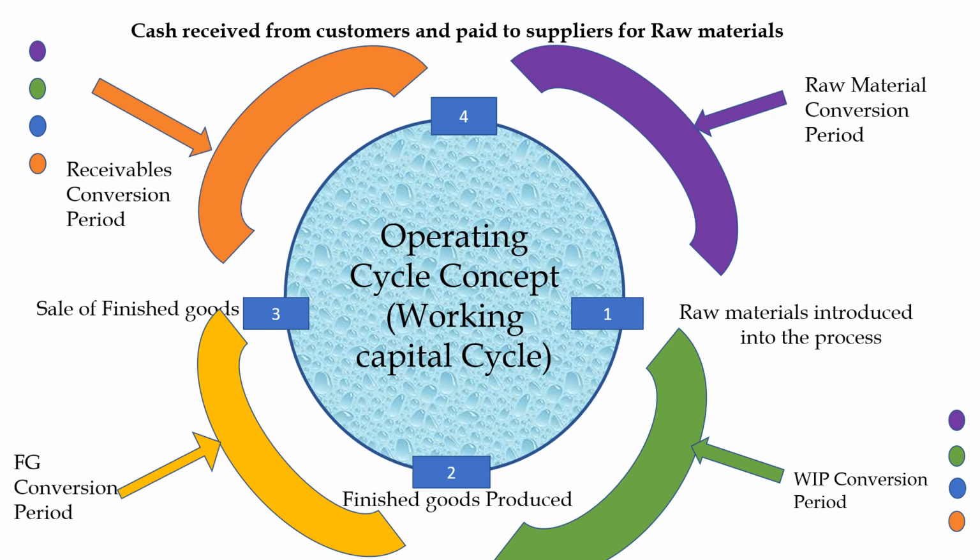Now, the time required to convert cash into raw material, the time required to procure raw material, is called the raw material conversion period, and the time required to convert raw materials into work in progress is called the work in progress conversion period, and the time required to convert work in progress into finished goods is called the finished goods conversion period, and the time required to collect cash from sundry debtors after its sale is called the receivables conversion period.